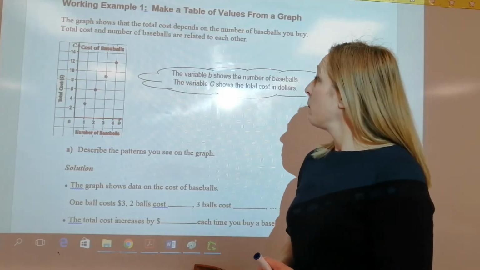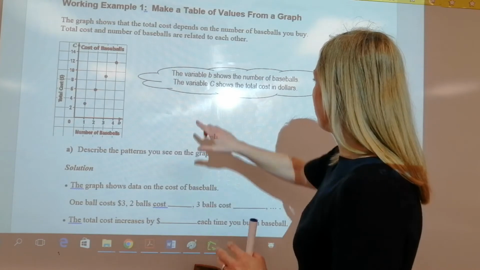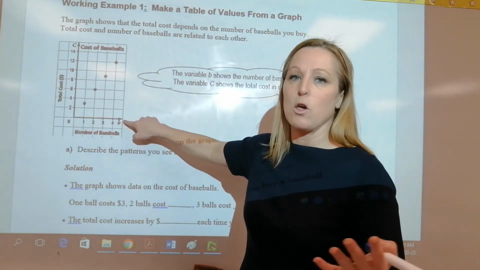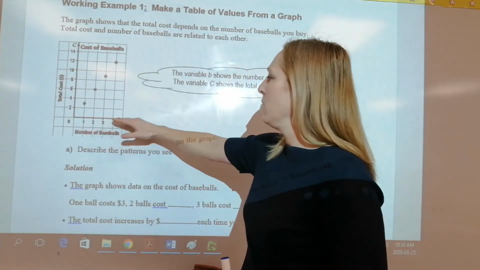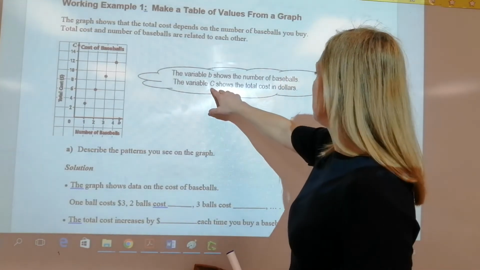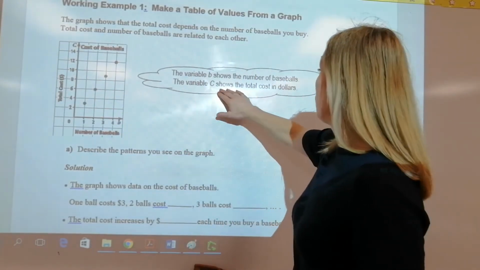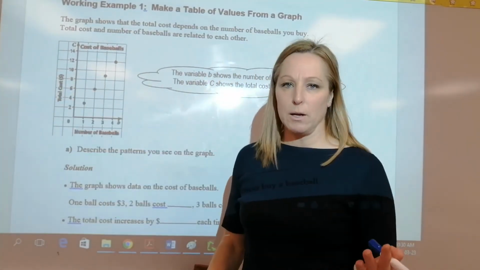So the total cost and the number of baseballs are related to each other. If we look at our graph, it says here that variable b, which is on the x-axis, shows the number of baseballs. So I could buy 1, 2, 3, 4, any number of baseballs. And the y-axis is C representing the cost of baseball in dollars.